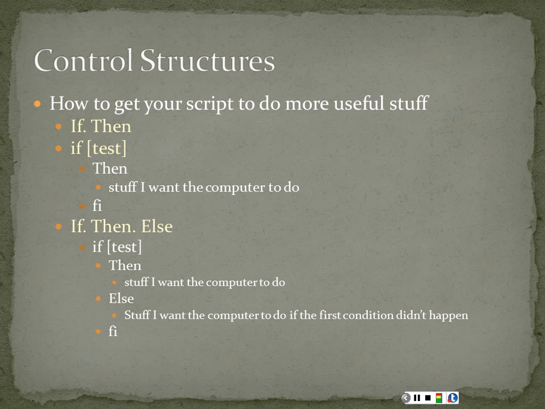All right, and then if then else is the other one. If test, then stuff I want the computer to do. So if this comes up true, then I'm going to go do this. If it doesn't come up true, then there's more stuff I want to do because the first thing didn't happen. You're going to use if, then, else a lot. And then the same thing, fi.